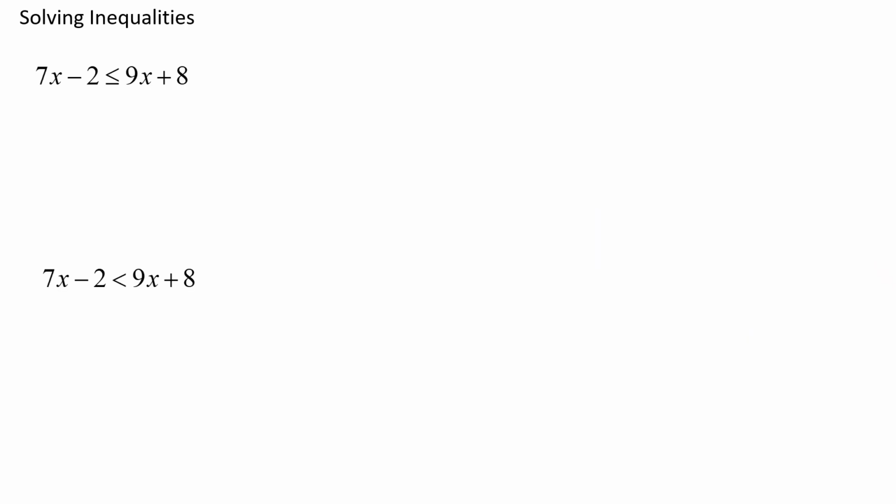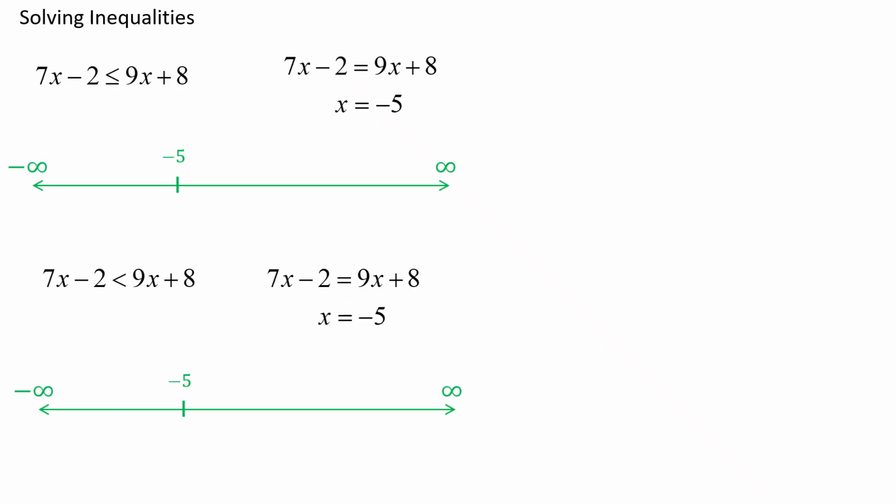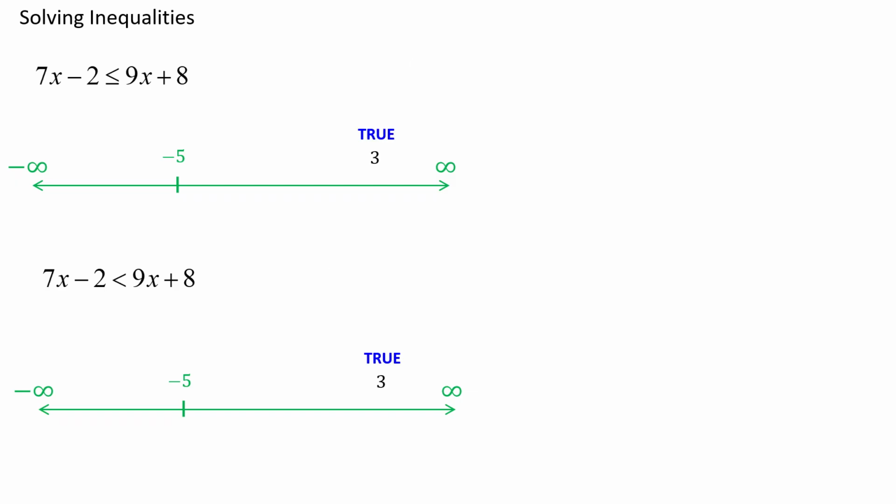Let's take a look at a very similar problem where we change a less than or equal to into the strict inequality of just less than. In both cases, you would change them to equal signs, solve, just like we did before, put that number as the divider on your number line, and start testing points. Now, if we were to plug in 3, just like before, we would get a true statement, which tells us once again that every number to the right of -5 is a solution. If we were to plug in any number to the left of -5, like say -7 like we did last time, we would get a false statement and find out that there are no solutions to the left of -5.